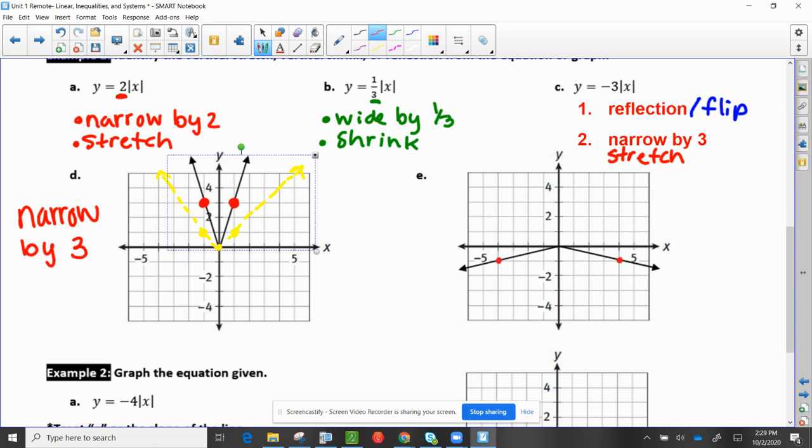So they stretch that graph. So that's what I mean. If I were to grab hold of these endpoints and pull them upwards, that's what it means to stretch them. So it's going to make that V shape a lot more narrow. Okay?